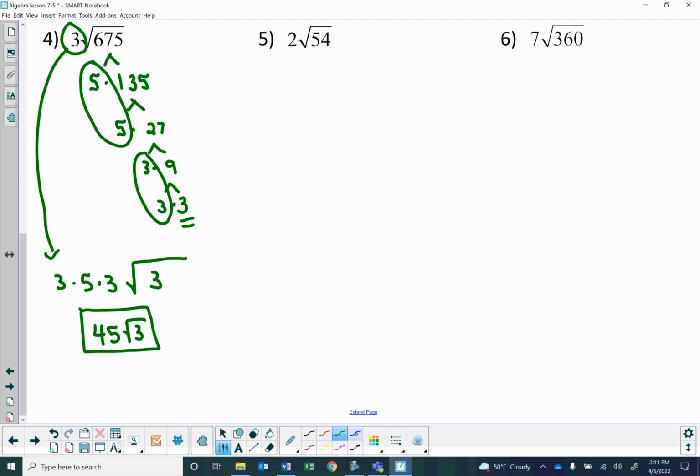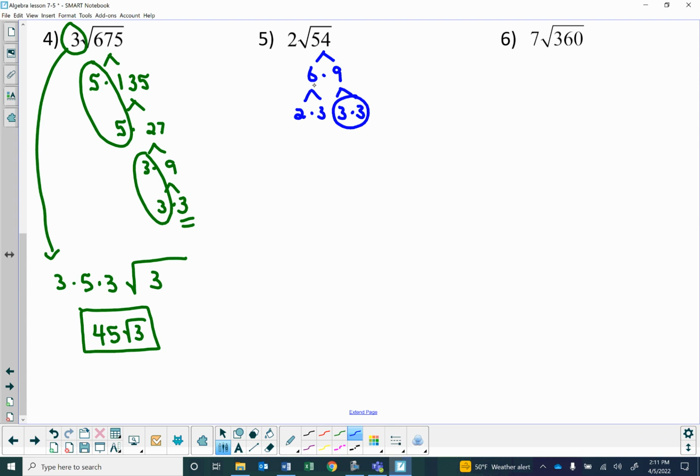Number 5 says 2 root 54. Okay, 6 times 9 is 54. 6 times 9. 6 is 2 times 3. 9 is 3 times 3. The better you know your multiplication tables, the happier you'll be with this chapter.